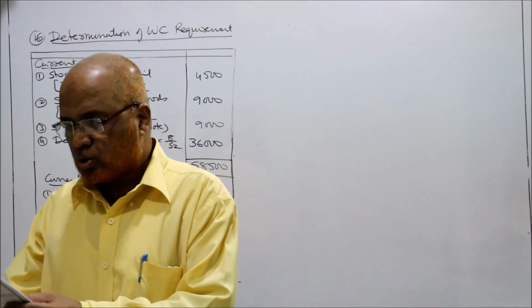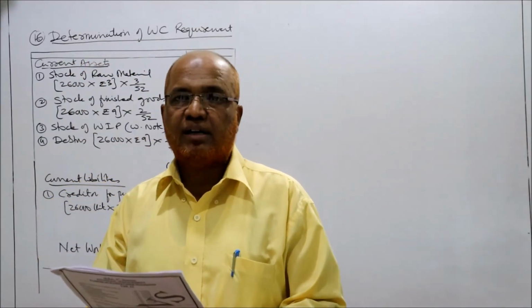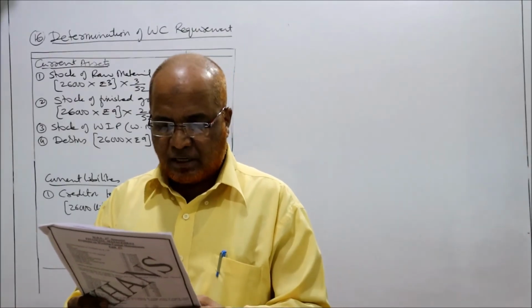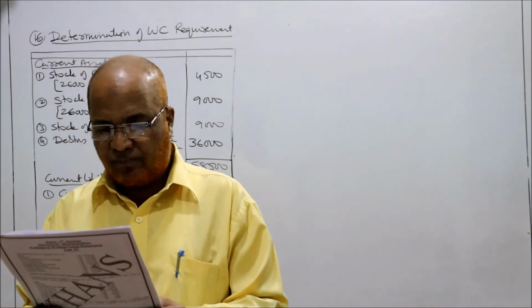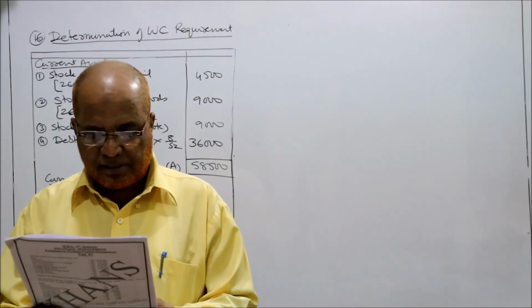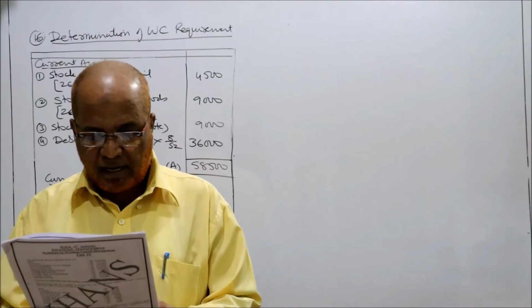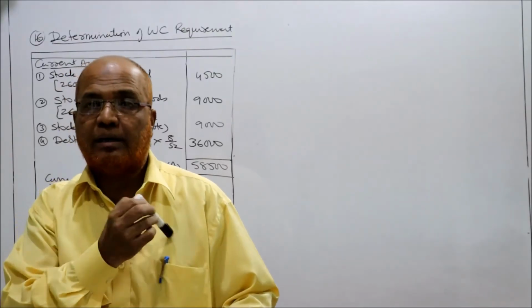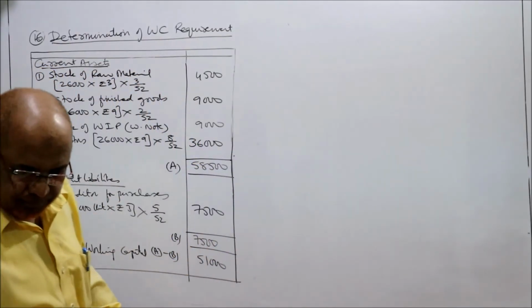Raw material in stock 2 months, work in progress 15 days. First time it is given in days. Then finished goods 2 months, cash sales 50,000 units. And creditors 45 days, debtors 2 months, cash at bank 40,000, cash in hand 50,000. Calculate the working capital required for the annual production of 1 lakh units. So, determination of working capital requirement.